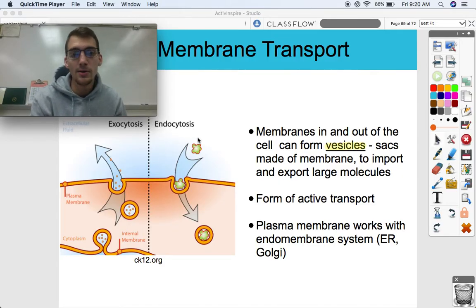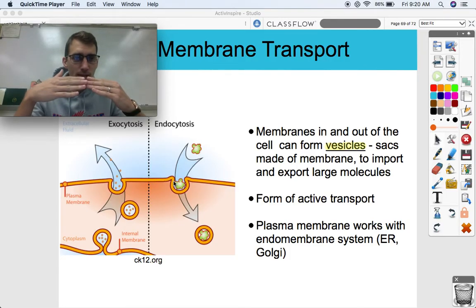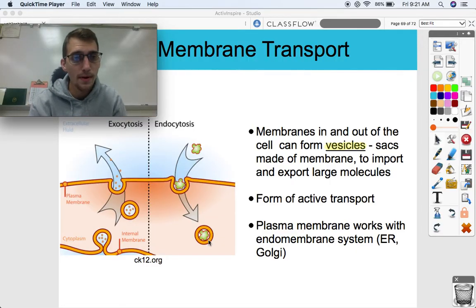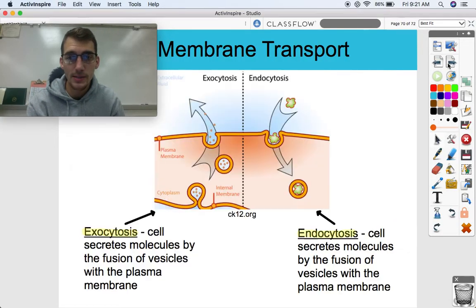And endocytosis, let's just say this is some kind of food molecule. It's a big, big food molecule. The plasma membrane can form a bubble around it and then import it into the cell. That's called endocytosis. So it's able to form a vesicle just by changing the shape of the cell membrane. It's pretty sweet.